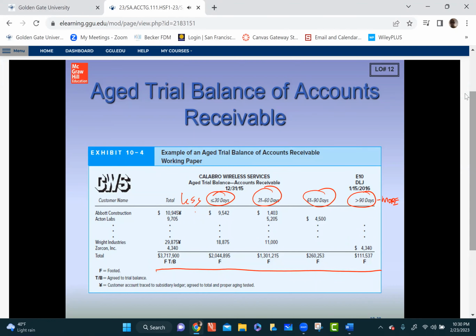Sometimes students say, well, will the allowance ever be zero? And my answer is, yeah, if you only have cash sales. So you can get rid of accounts receivable, you can get rid of the allowance. As long as you've got accounts receivable, unfortunately, human nature, the reality is there's some portion of that you won't be able to collect.